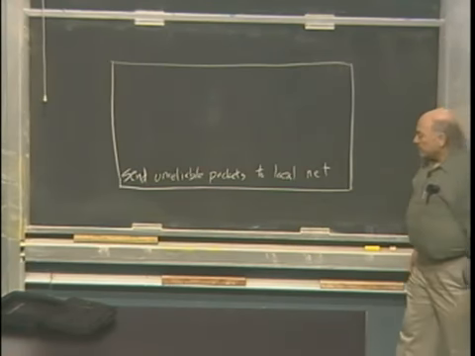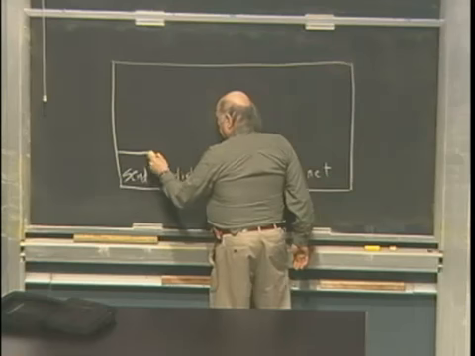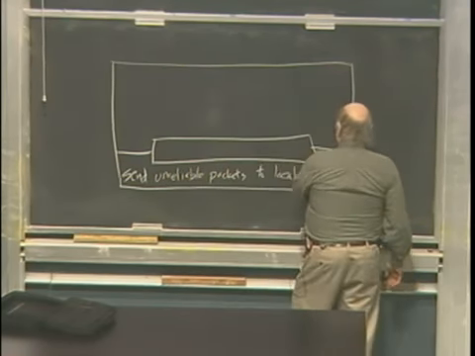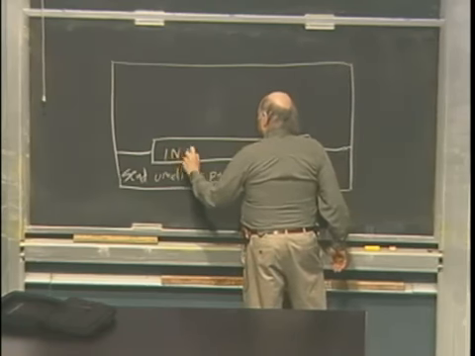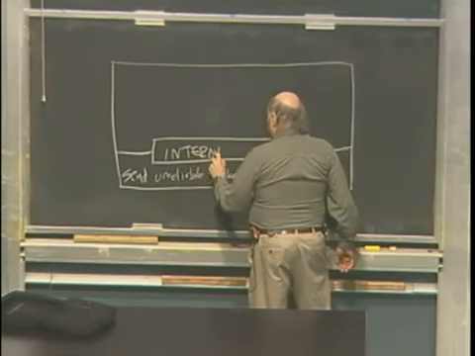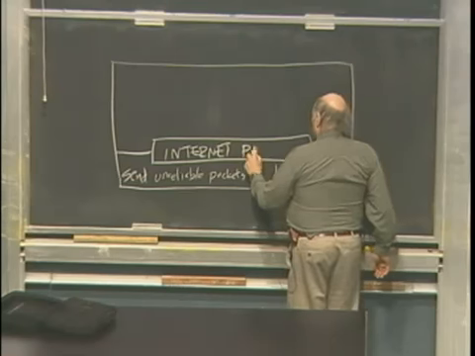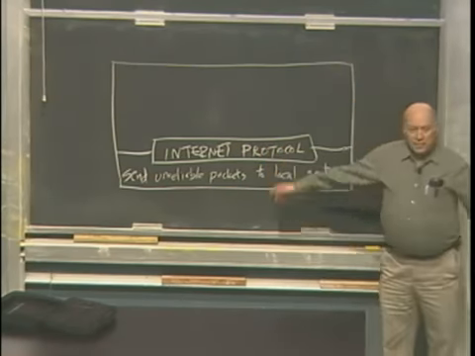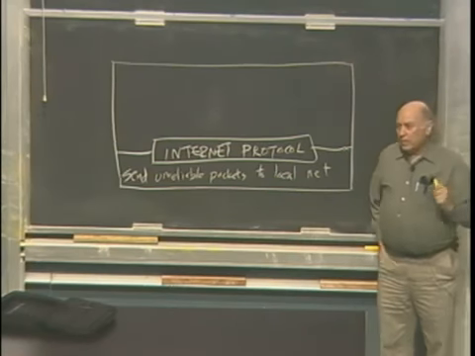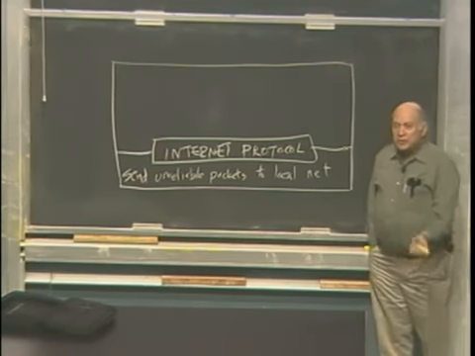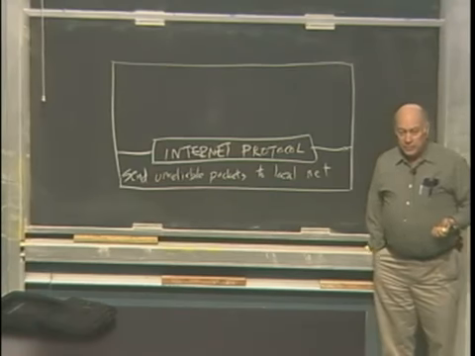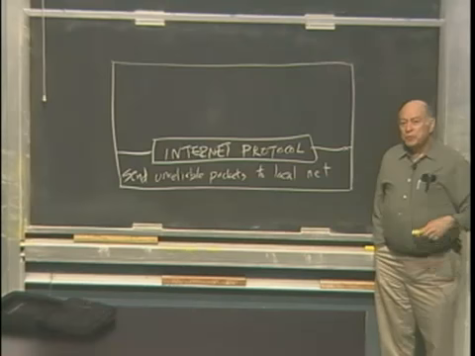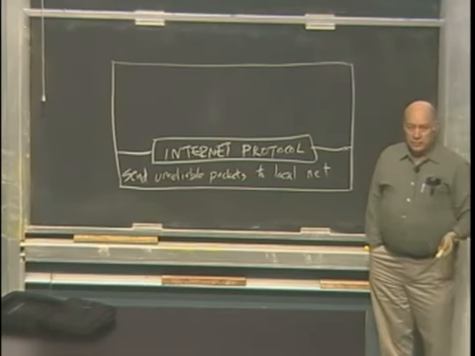Okay? So on top of that, we have the Internet Protocol, otherwise known as IP. And what that does is it provides an address for every computer in the world, and it provides a mechanism for messages to be forwarded from one computer to another.